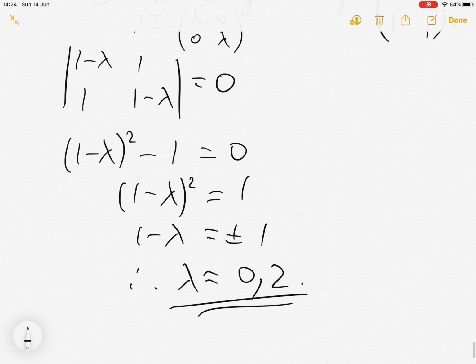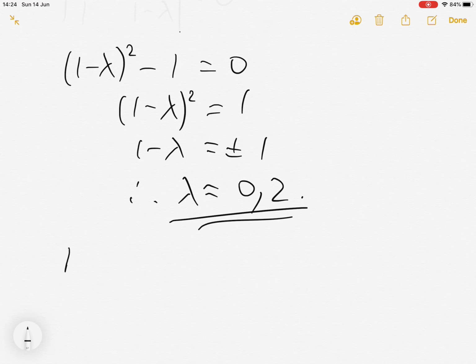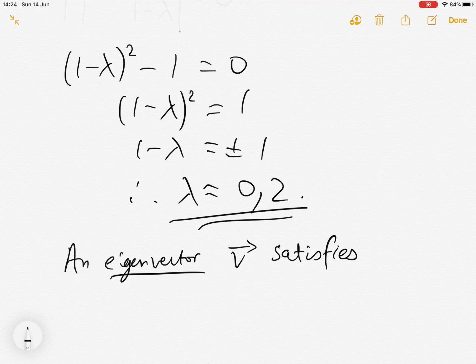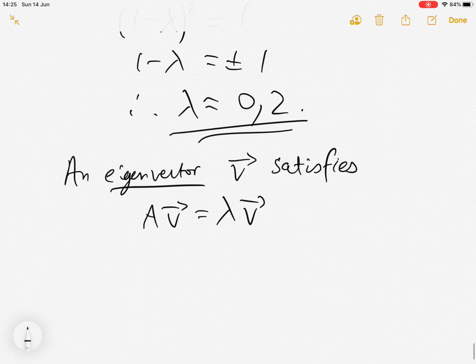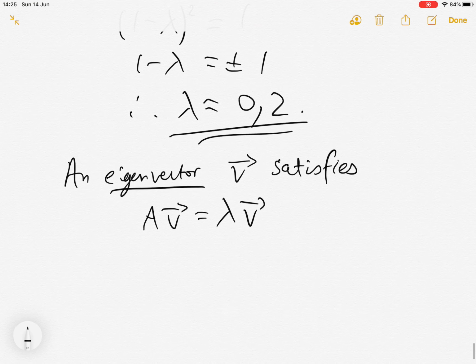Yeah, so we've got these two eigenvalues. And then what is an eigenvector? An eigenvector, V, satisfies AV equals lambda V. So if we multiply the matrix A and the vector V, we get the same thing as lambda times V. So eigenvectors are not unique in general.